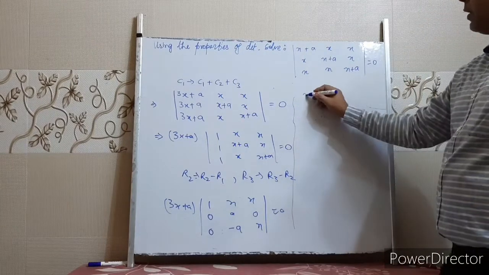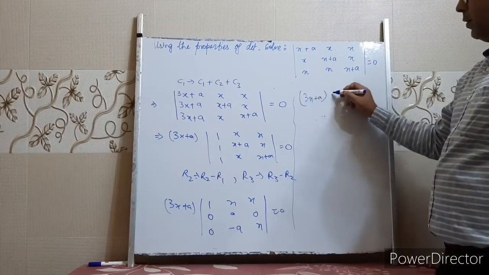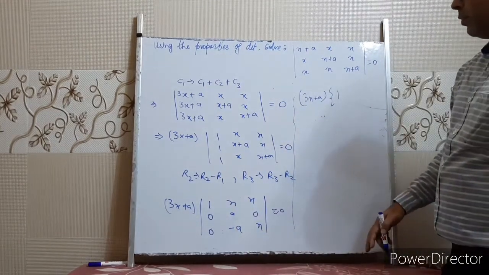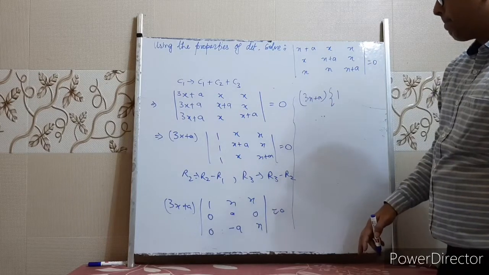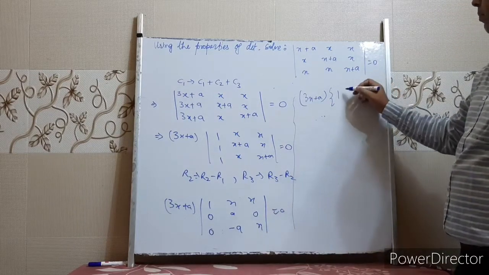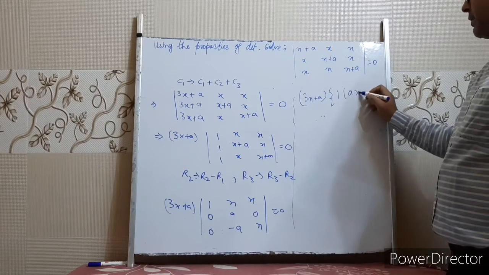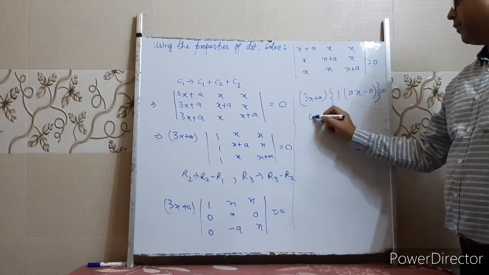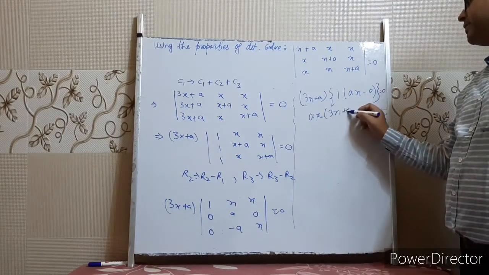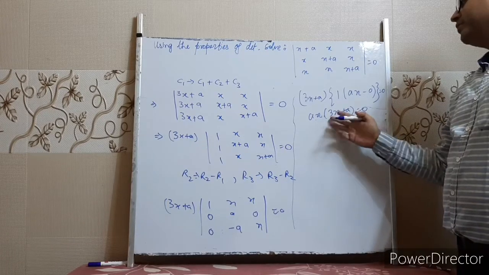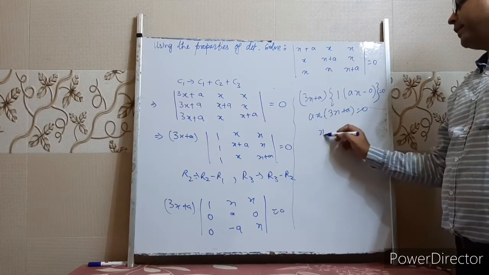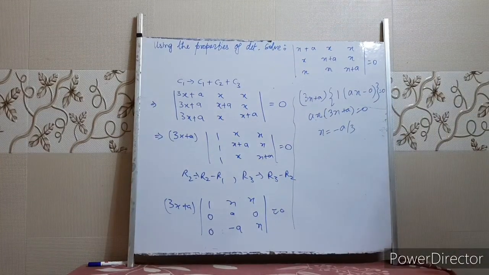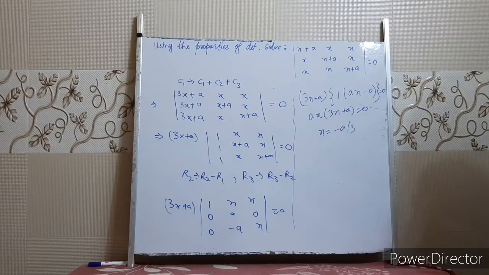children, what will we get? 3x plus a, it will be 1 into (ax minus 0) equals 0. So that will be ax times (3x plus a) equal to 0. So x is either 0, or x equals minus a by 3, right? Note down please.